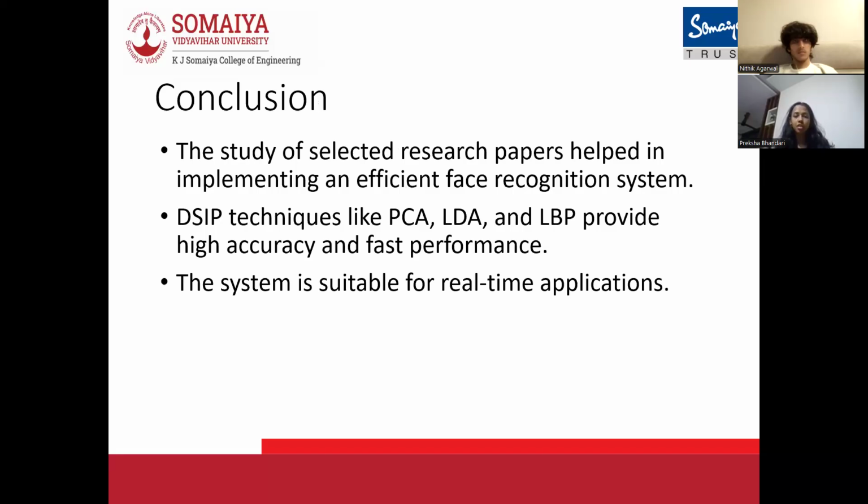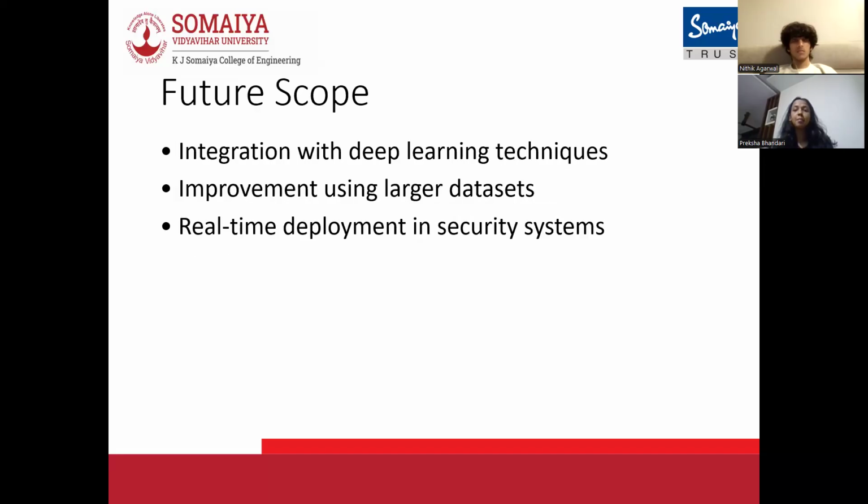Conclusion. In conclusion, DSIP techniques like PCA, LDA, and LBP provide efficient and reliable face recognition. The system is computationally efficient and suitable for real-time implementation. The future scope is that this system can be enhanced by integrating deep learning techniques, using larger datasets, and deploying in real-time security environments.